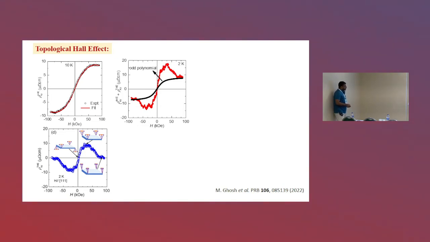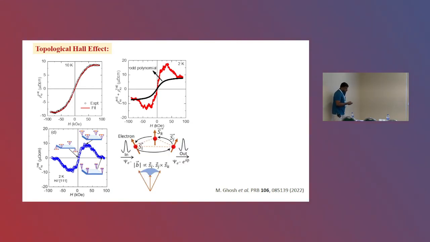So this THE component, we can see it is varying: it is increasing in the low field region and getting saturated around 50 kilo-oersted, then dropping in the high field region. This non-monotonic variation we can explain with a simple model.